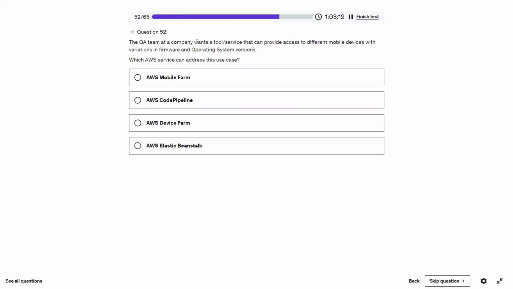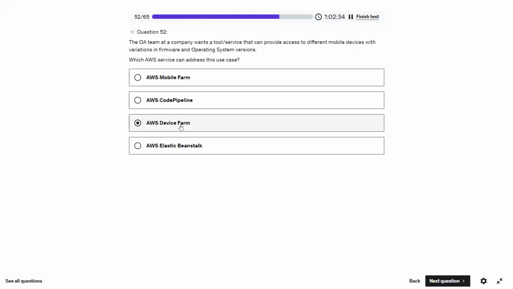The QA team at a company wants a tool that can provide access to different mobile devices with variation in firmware and operating system. Which means if you develop your mobile application or web application, and you want to test it in different browsers, maybe Chrome, or from different devices like Apple, Android, Windows. So how can you do that? One option is you purchase all those devices, install all those browsers and then test. But AWS provided one facility, the Device Farm.